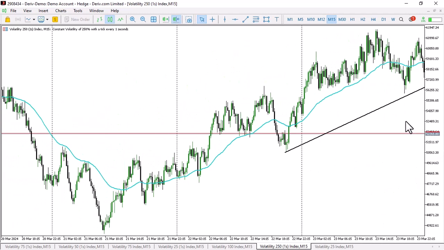Remember guys, we are only going to be using this strategy on volatility 251s, which is offered by Deriv.